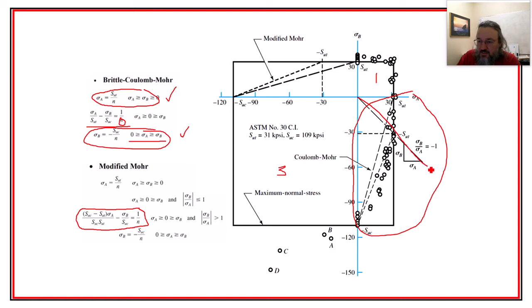Even noteworthy, here is the tensile strength right here. And if you had pure shear, pure torque, torsional shear, that's the 45 degrees right there. So recognize that the conditions you have to place to be changed in your modified Mohr have to be below that line.